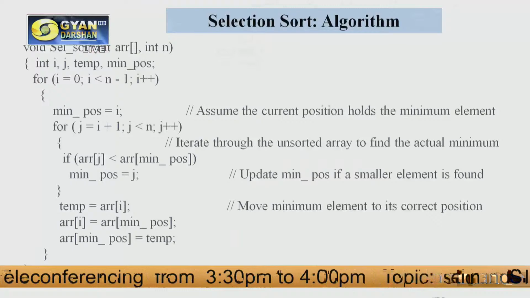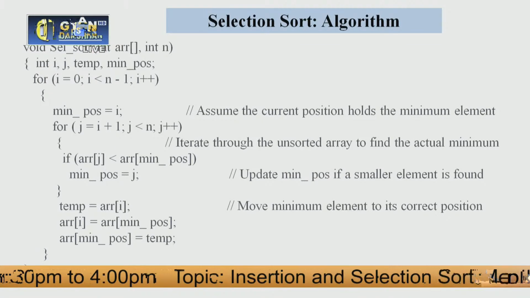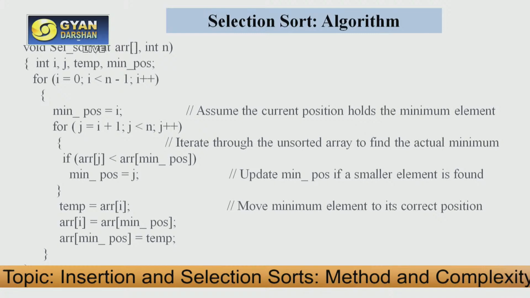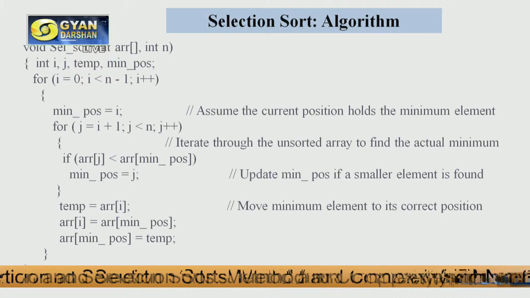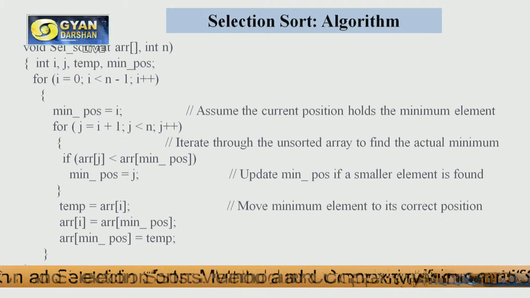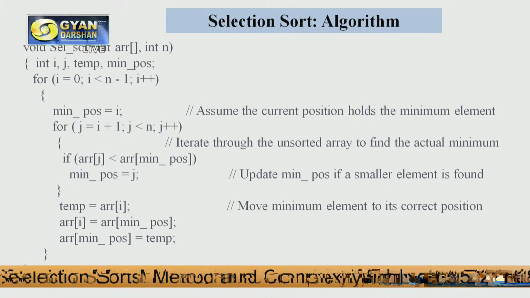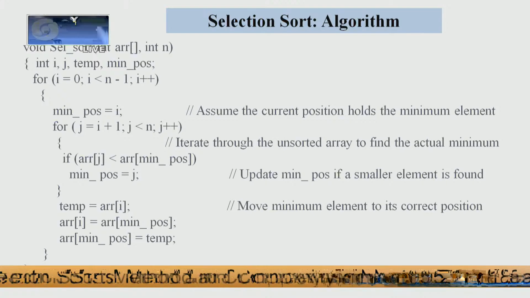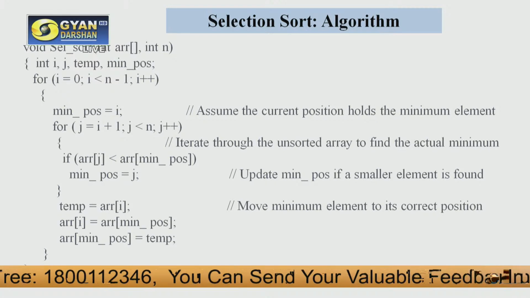Again, we define a few temporary variables which will be used in the sorting process. So we have taken temporary variables i and j for two loops. Here again there will be two loops: for the outer loop we have used i, and for the inner loop we have used j. Similarly, we have used a temporary variable for performing the swapping operation, and min position is a variable which is used to store the position or index of the minimum, smallest element.